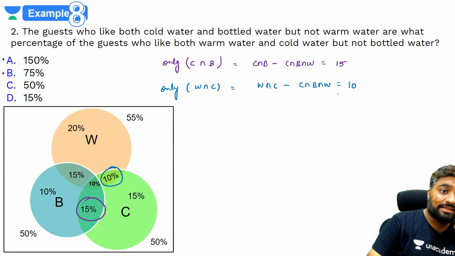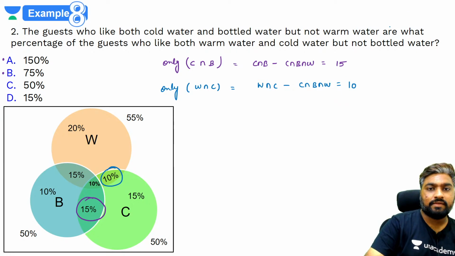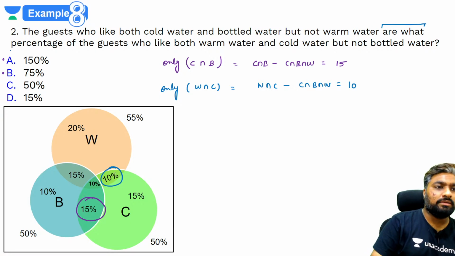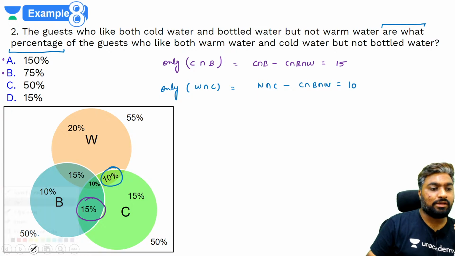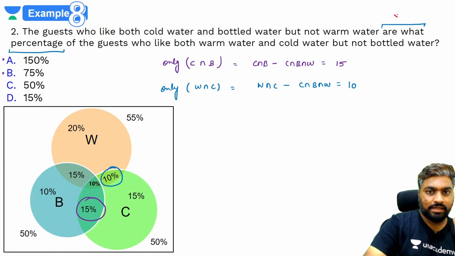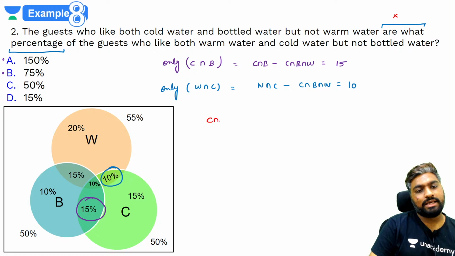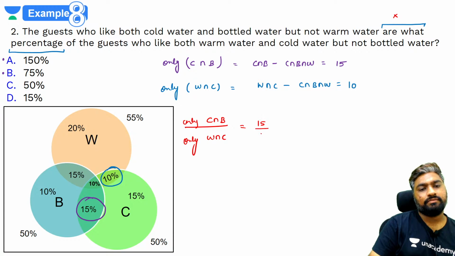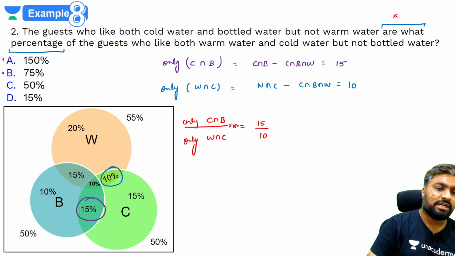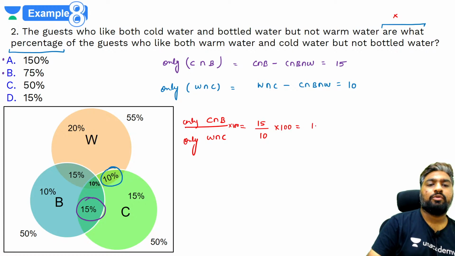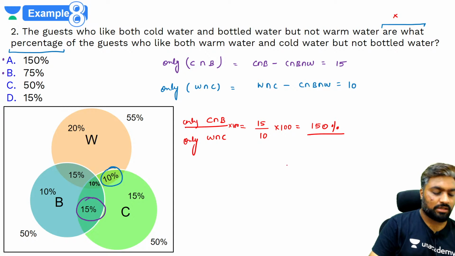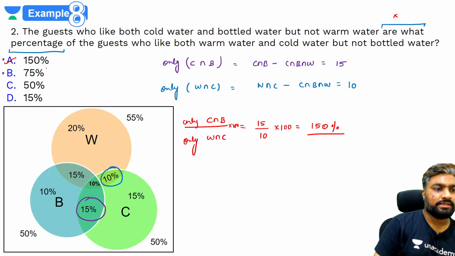What are they asking now? They're asking what percentage? People who like cold and bottled but not warm are what percentage? They are not asking you to compare. This is not comparative. That means you don't have to take the difference. You only have to do only C intersection B upon only W intersection C, which is 15 by 10. Because they're asking in terms of percentage, you multiply it with 100. 1.5 into 100, 150%. Cool. So your answer is A, 150%.